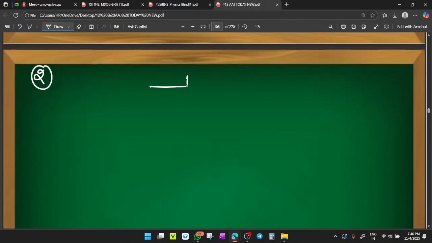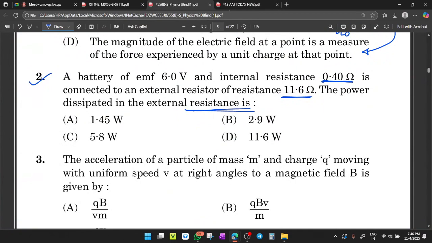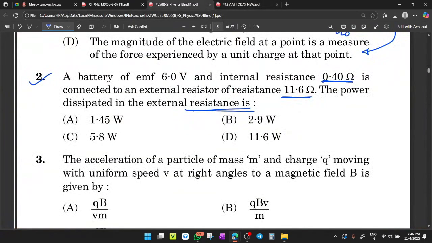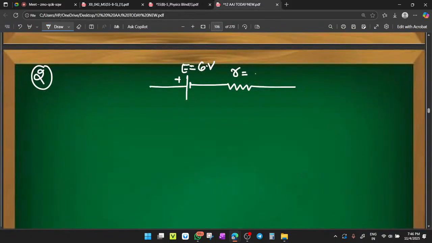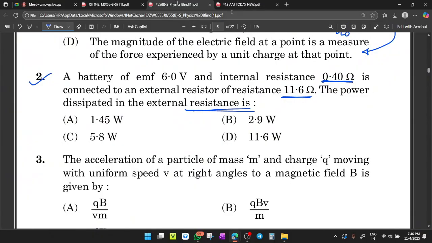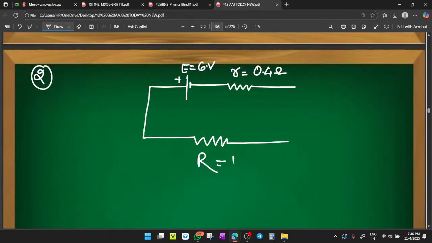So a battery is there, having an EMF, called EMF E. The EMF of the battery is given as 6.0 volt, equal to 6 volt. And a very small internal resistance, denoted by small r, is there, 0.40 ohm. This circuit is connected with the external load resistance, commonly known as capital R, and the value of this load resistance equals 11.6 ohm.